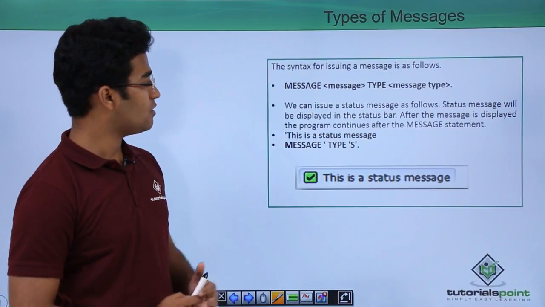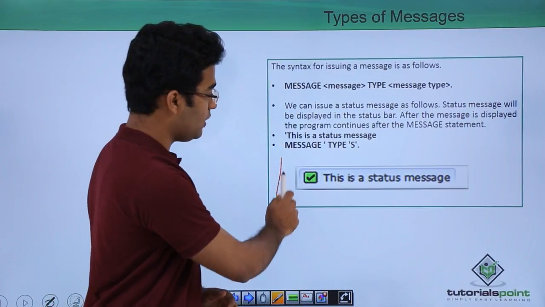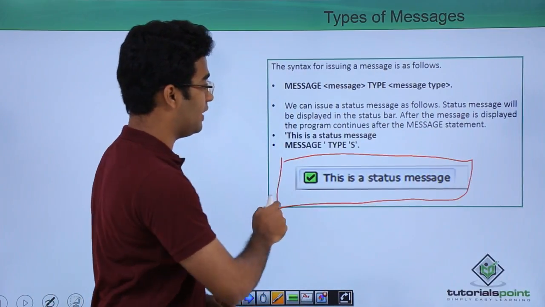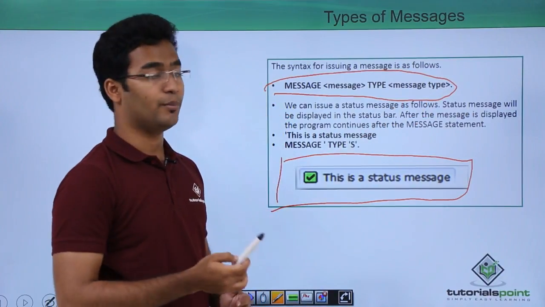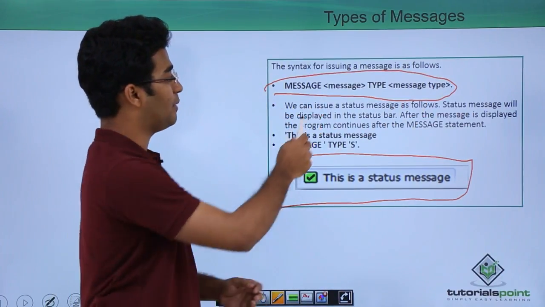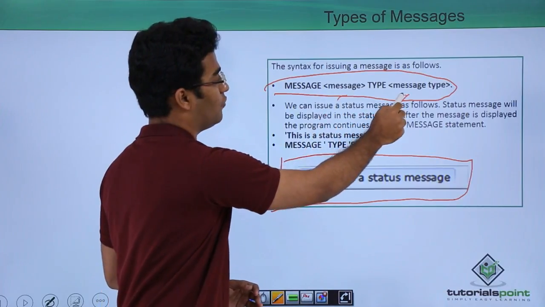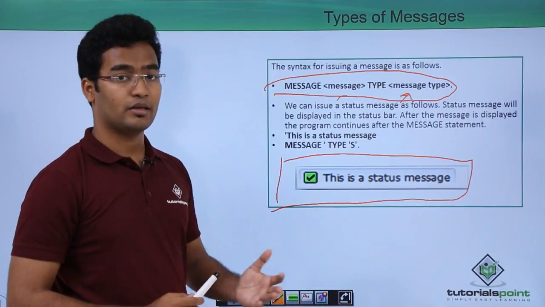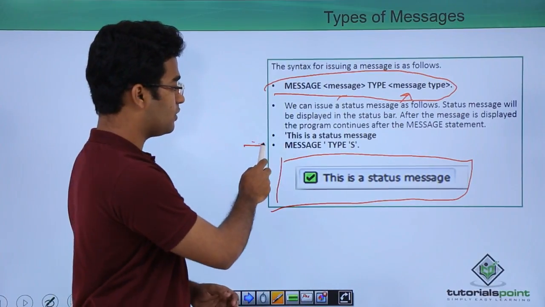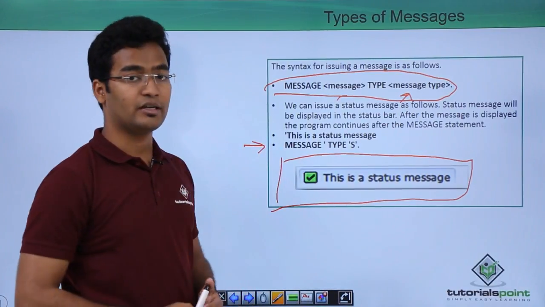So there is the status message. This is the way a status message would look like, and this is the notation, that is the simple syntax for using a message: MESSAGE, and then we have to give the type of message here. So to use a status message, this is the syntax, that is MESSAGE, and we have to provide the type as S.